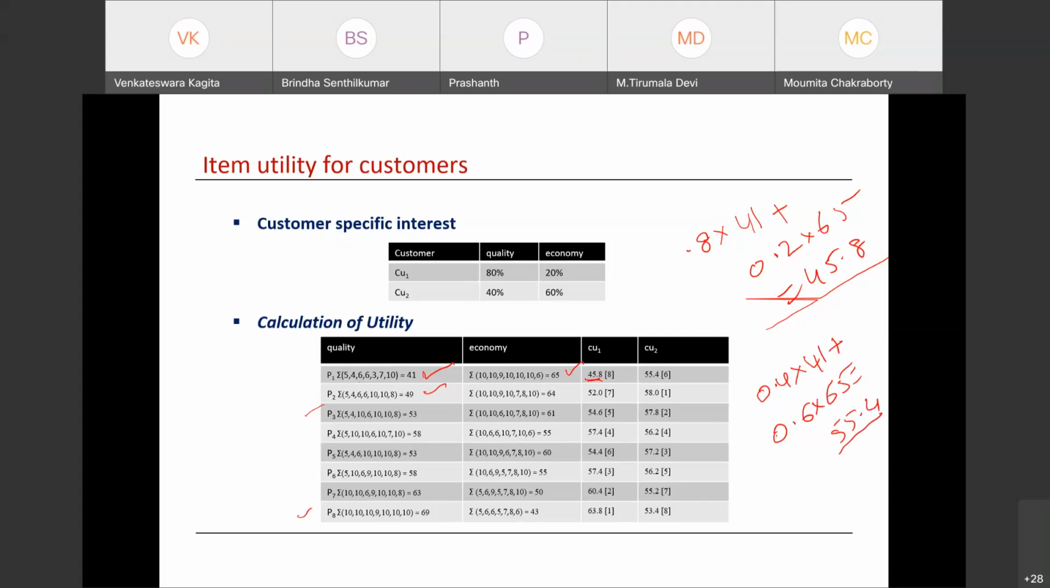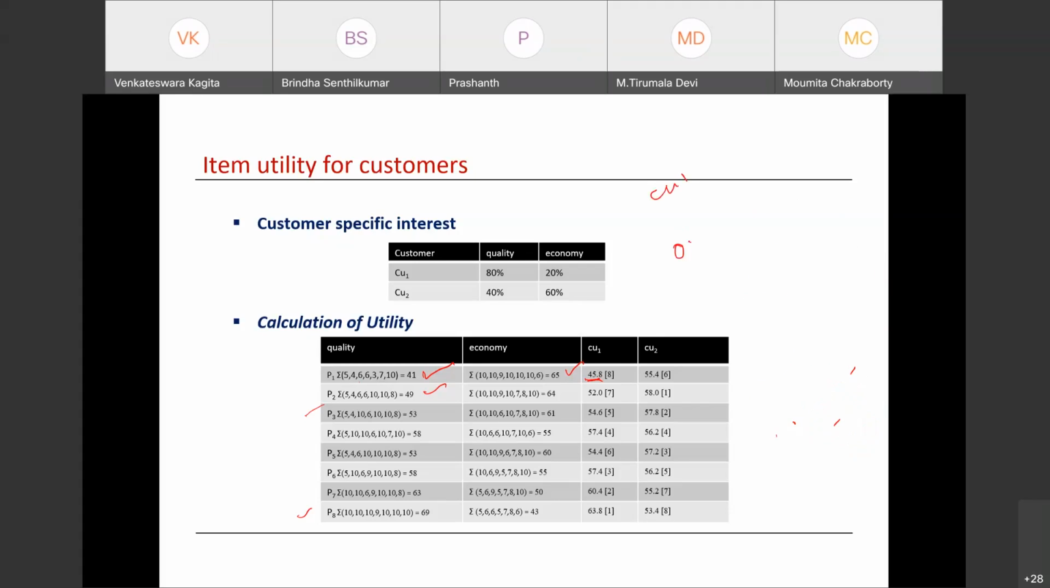Okay, so now can you tell me the same for camera 2 with respect to customer 1 and customer 2? Camera 2, customer 1 first: 0.8 into 49 plus 0.2 into 64. So this would be equivalent to 52. And customer 2: 0.4 into 49 plus 0.6 into 64. So this is equivalent to 58. So the same way you compute it for all the cameras.